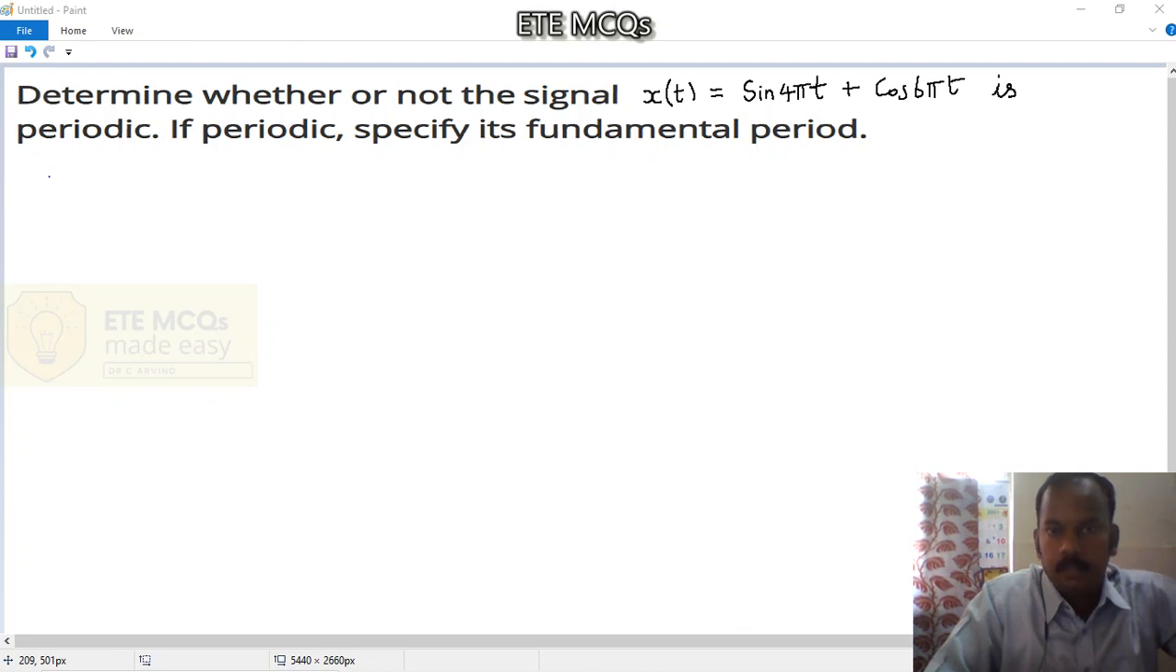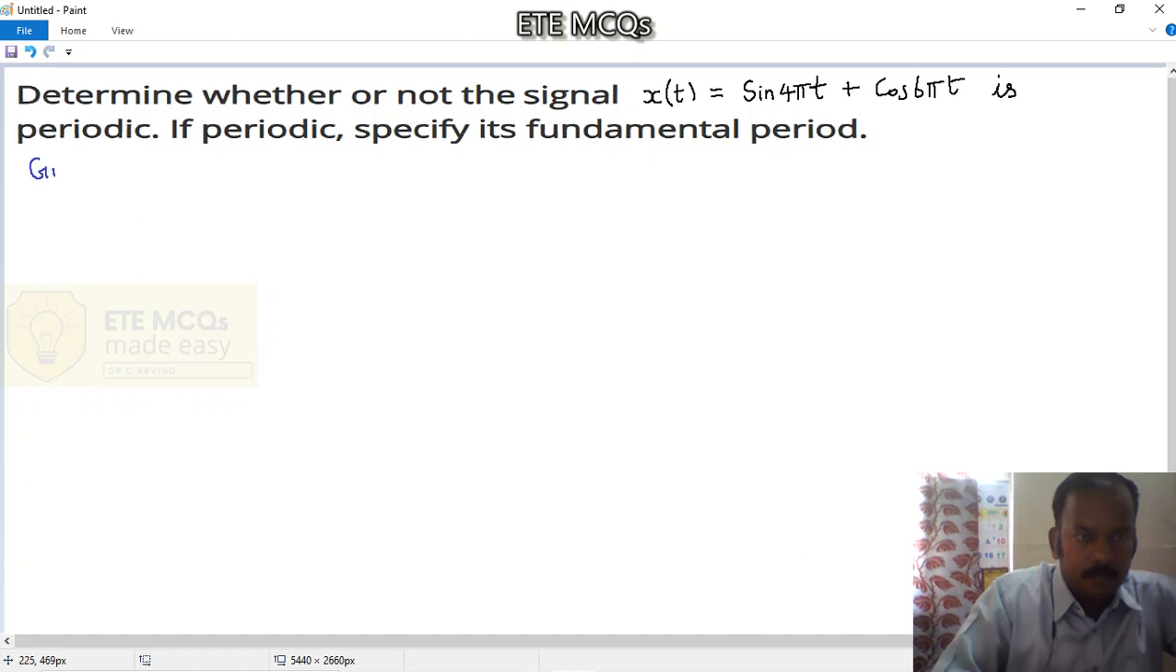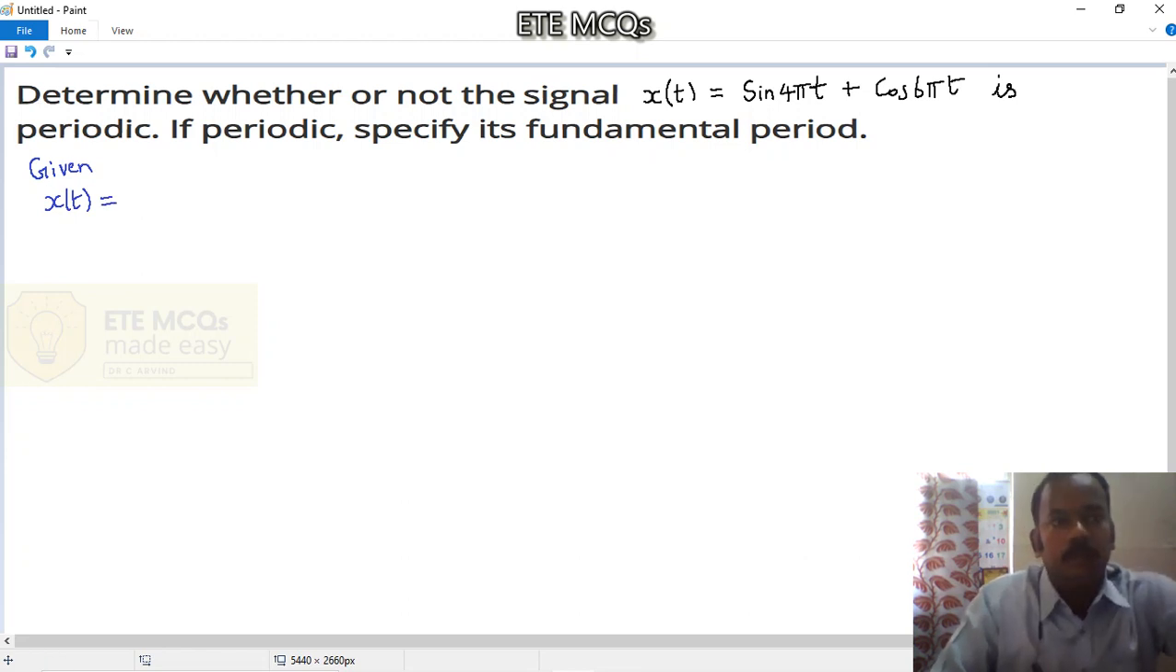Determine whether or not the signal x of t is equal to sine 4 pi t plus cos 6 pi t is periodic. If periodic, specify its fundamental period. So what is given for us is a signal x of t. But it is not a single signal, it is a combination of two signals.